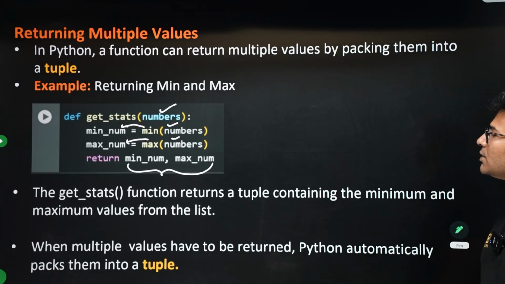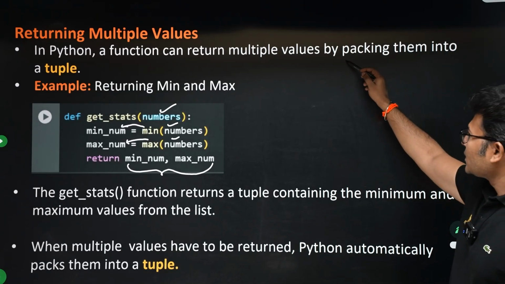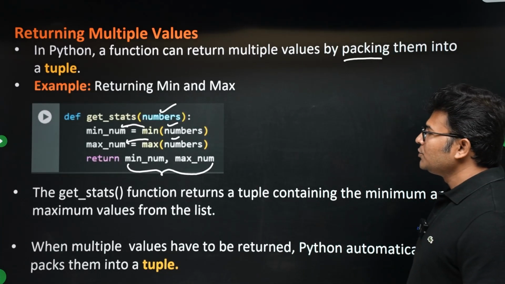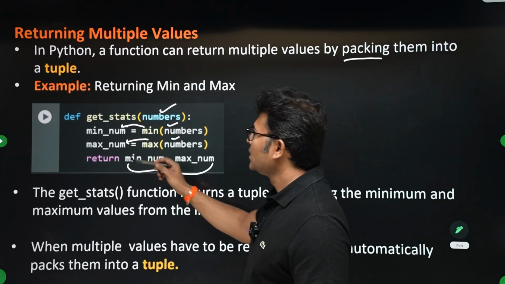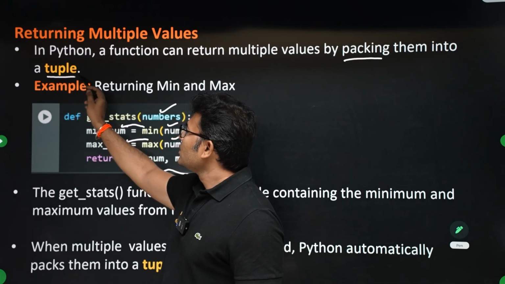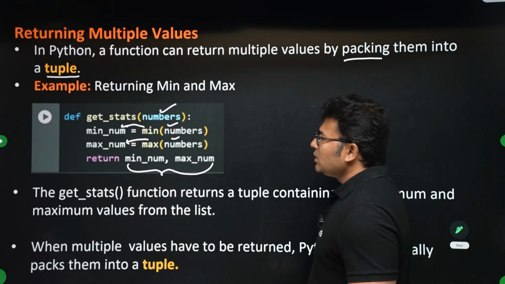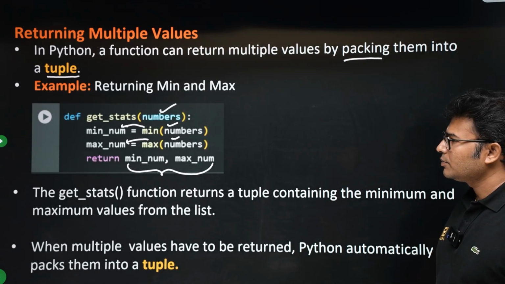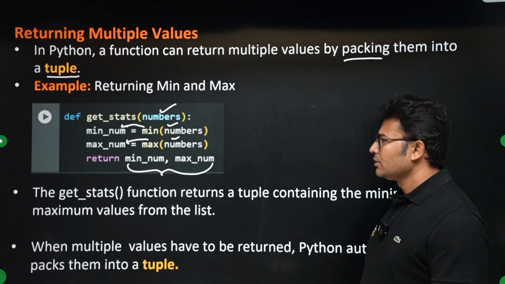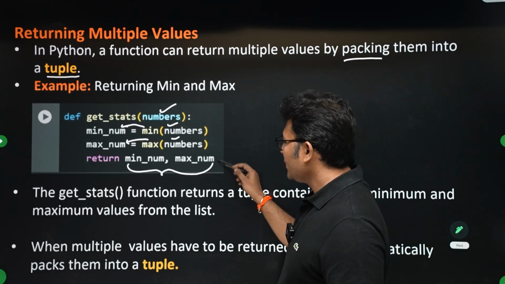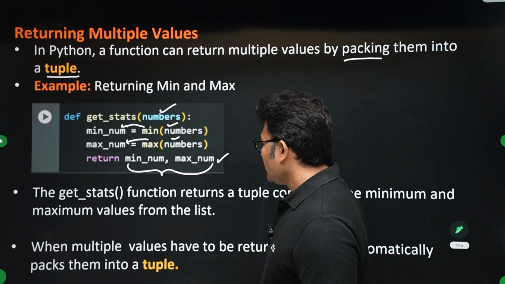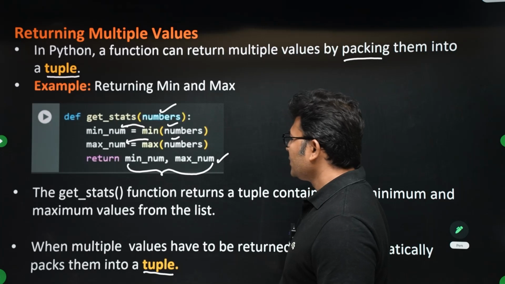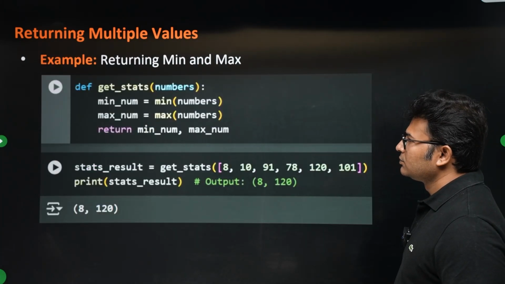So how will Python return multiple values? It will pack all the return values into a tuple. Right? Therefore, you are going to get a tuple. When multiple values have to be returned, they will be packed in a tuple.